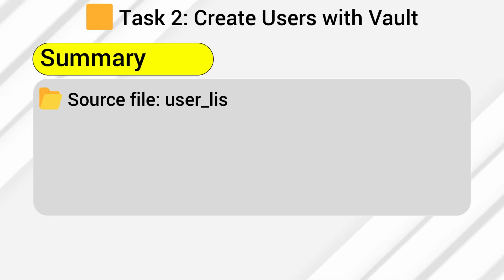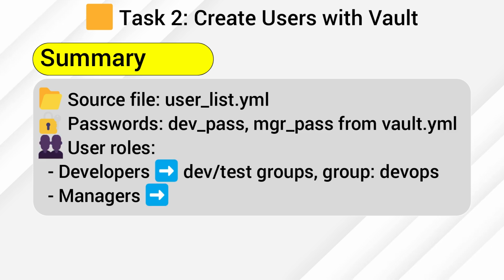Task 2 requires you to create users from an external YAML file, apply vault-protected passwords, and use conditions based on their job role and host group.